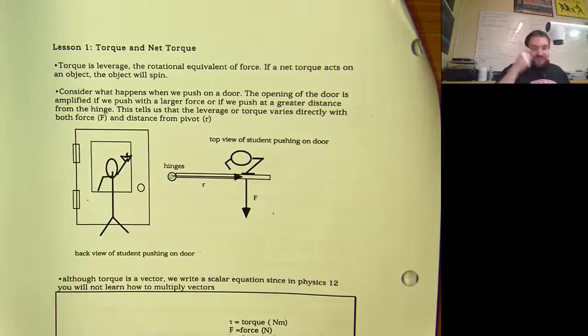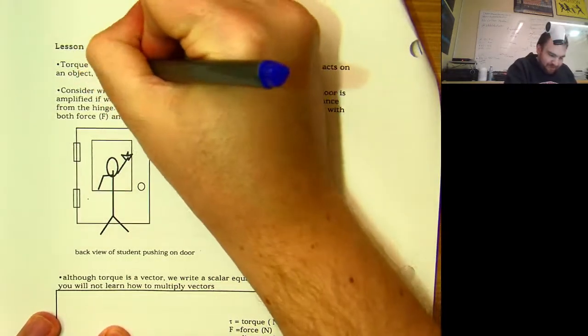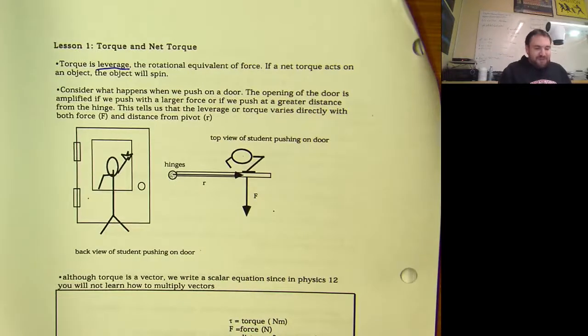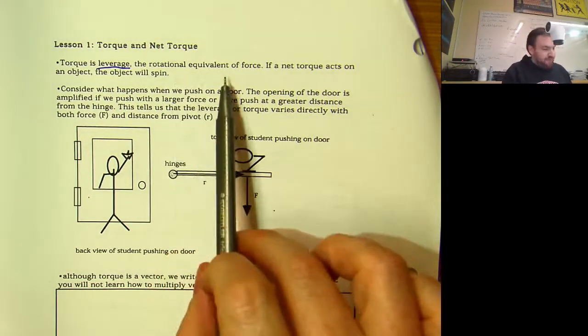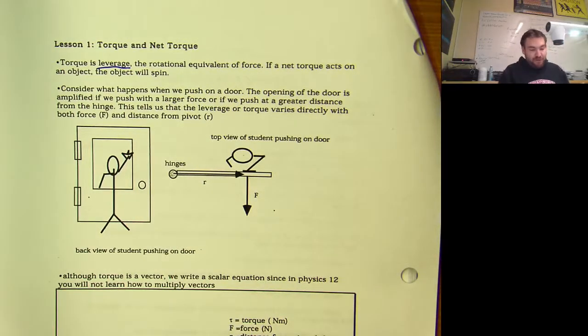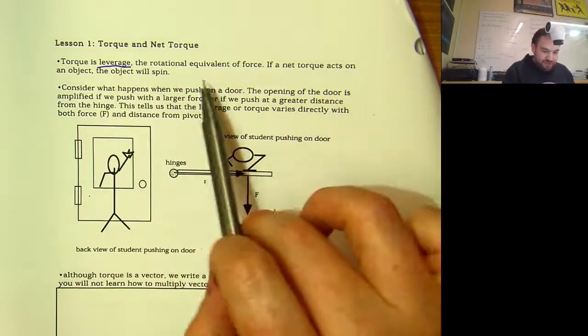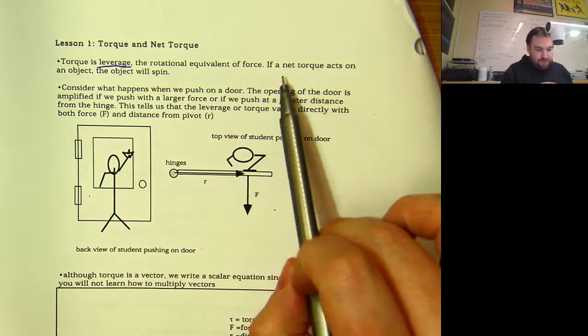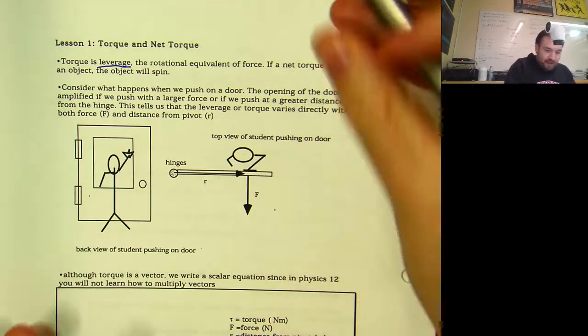Torque. Torque is leverage. Torque is the ability to spin things effectively. It's the rotational equivalent of a force, and as such, we require force to cause a rotation, which is why I'm combining our unit on forces with these ideas of torque here. They flow very nicely one into the other. So torque is leverage, the rotational equivalent of a force, and if a net torque acts on an object, the object will spin.